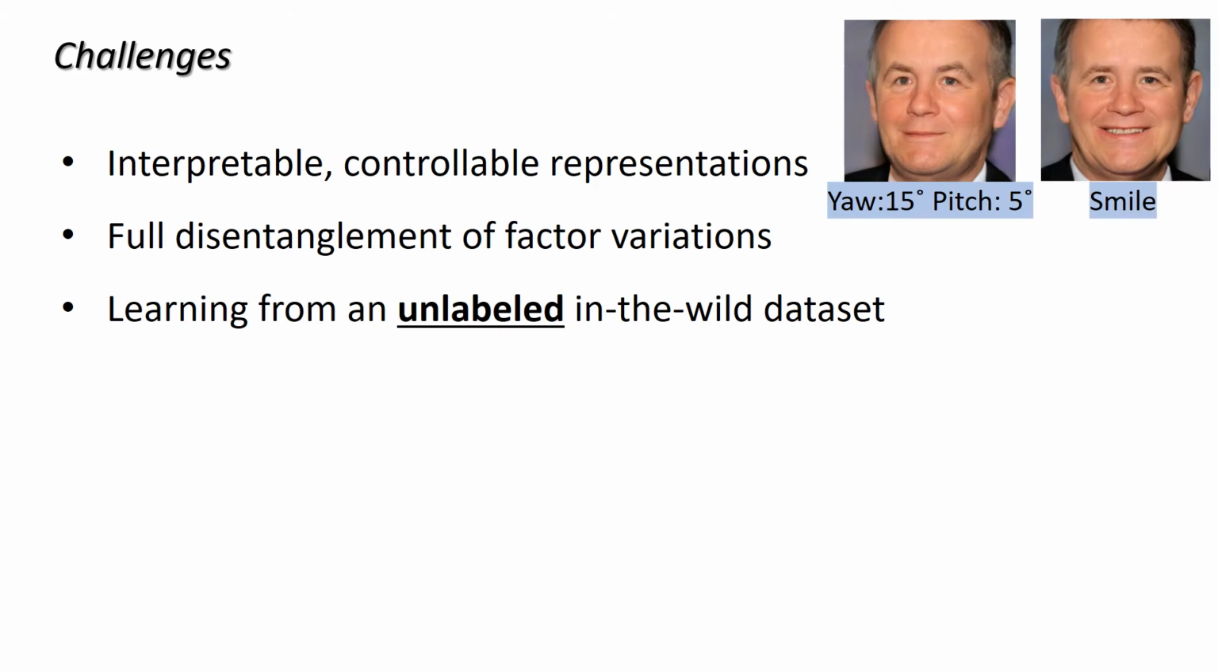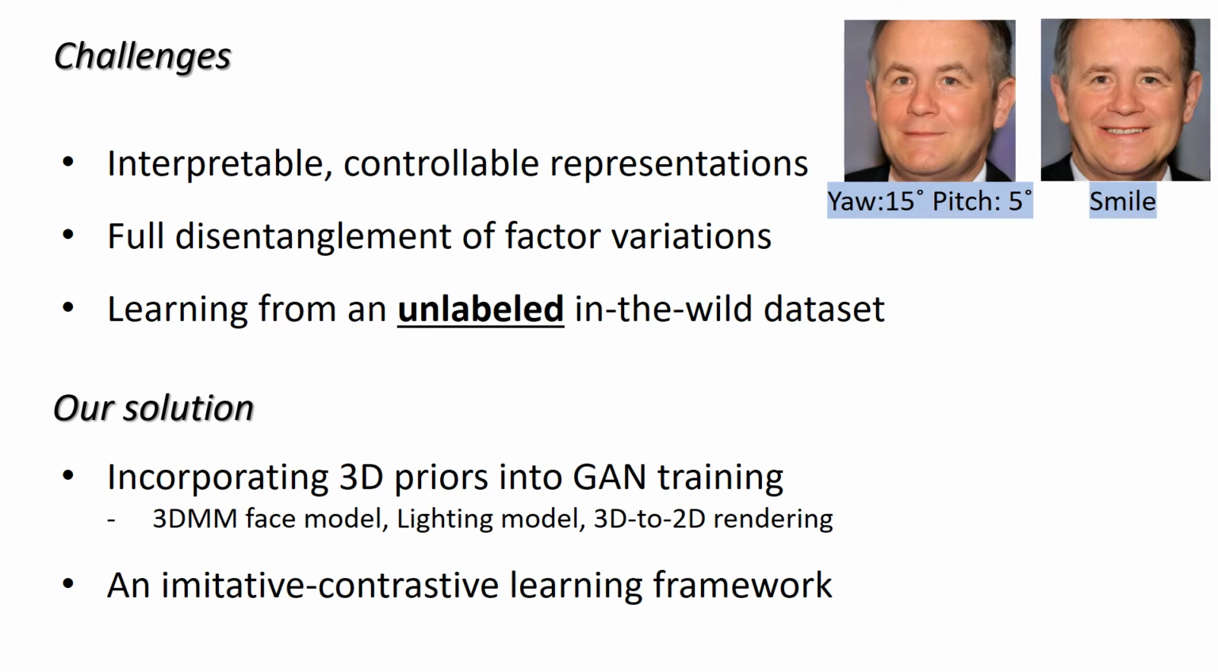First, we need an interpretable, semantically meaningful representation in order to achieve precise control of facial properties. We also require multiple factor variations to be fully disentangled. And what's more, we want to train our model from an unconstrained dataset without any label for any facial property. To tackle these challenges, our idea is to incorporate 3D prior into GAN training.